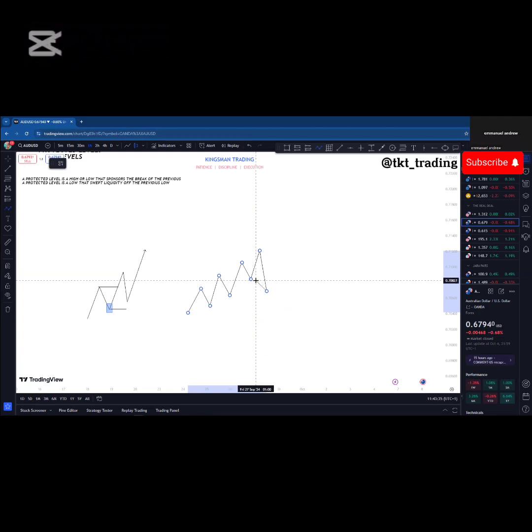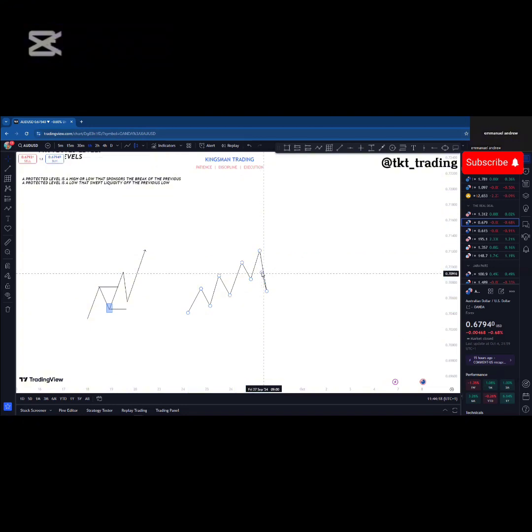So now what do you expect after this change of character? Automatically, this high here becomes the new protected level because there's a shift in structure. Anytime you see a change of character, automatically the last high before that change of character becomes your new protected level. Now what do you expect after this high becomes your protected level? You do not expect price to go beyond this zone because there is a shift in structure.